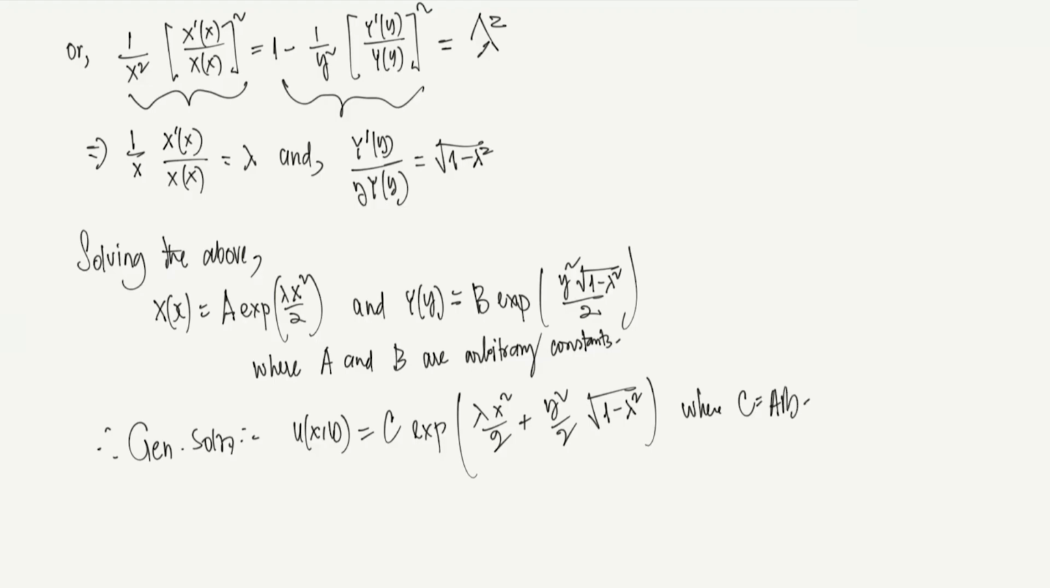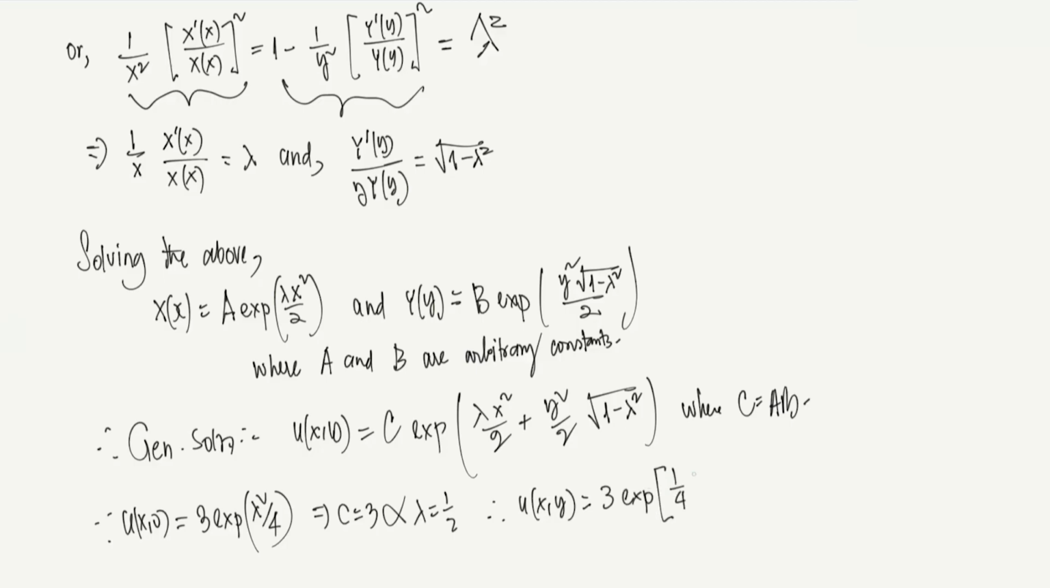Okay. So where C is AB. Now, of course, since u of x,0, that initial data, is 3 exponential x square by 4, if you remember, that's the initial data we took, that will imply that C is equal to 3 and lambda is 1 by 2, half, sorry. So therefore, what is your solution? The solution u of x,y will be given by 3 times exponential 1 by 4 x square plus y square root 3. Yeah, so that's your solution.